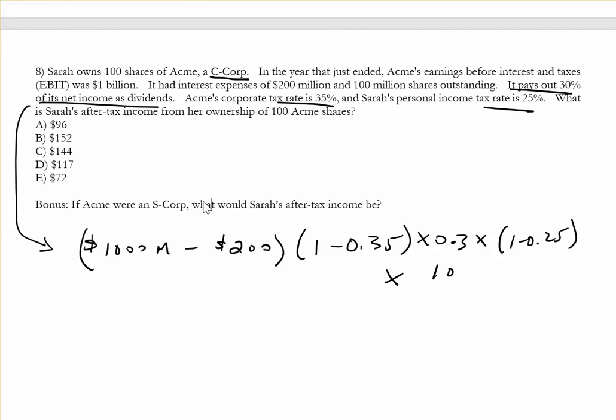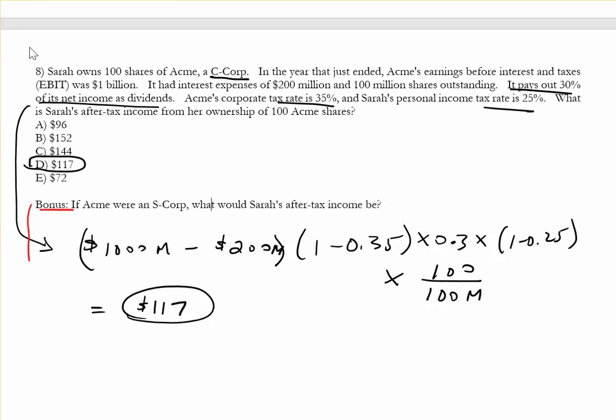Now what's Sarah's portion? Well, she owns 100 shares out of the 100 million shares. You see the millions will cancel out with the millions here, and we'll have the dollar amount. Plug all that into your calculator and you'll get $117 per share. So the answer would be D.